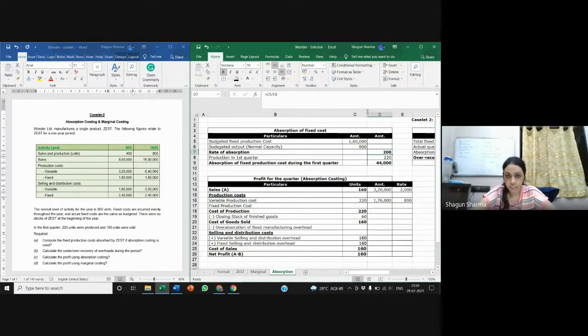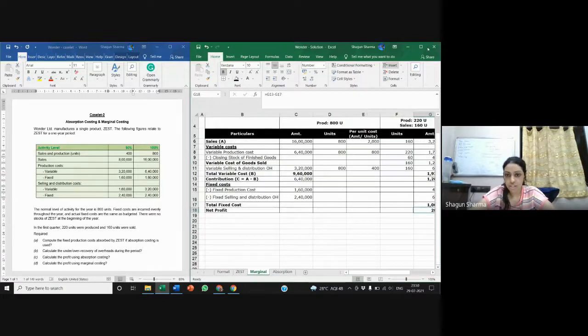So I got this rate as 200, and my production in the first quarter was 220 units. Therefore, I multiplied this rate by my production to get my absorption fixed cost as 44,000. I record this 44,000 over here as my fixed production cost. Like I said, in marginal we did not find any per unit rate for fixed production cost, because marginal respects that fixed production is a lump sum cost.